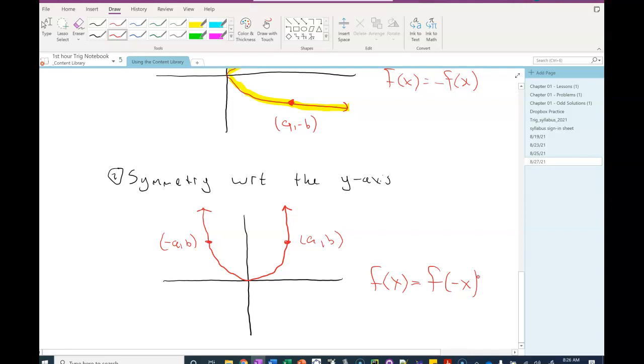Right? The y-coordinate for a was the same as the y-coordinate for negative a, which is what we see in the picture, right? So in our function f, for any x-coordinate x, the y-coordinate for x should be the same as the y-coordinate for negative x. Everybody's okay with that?